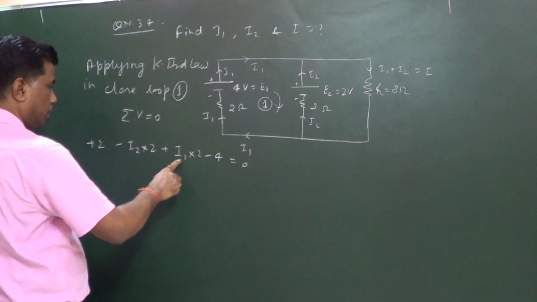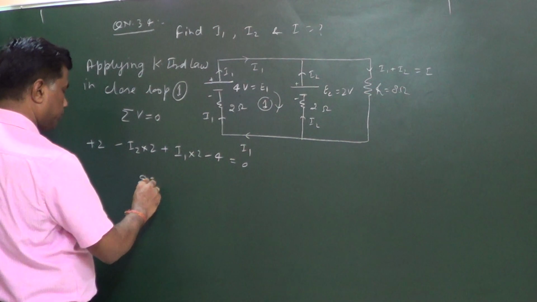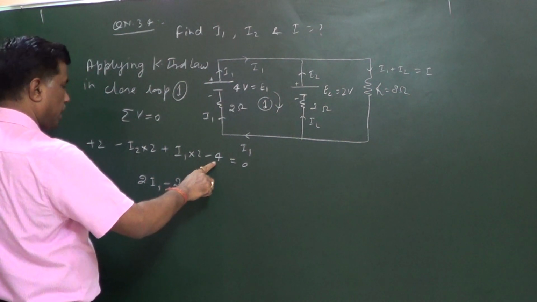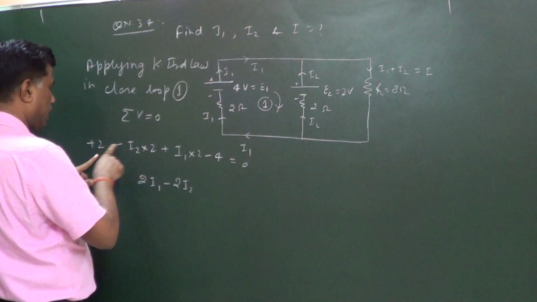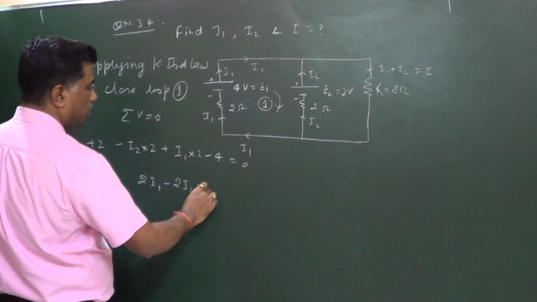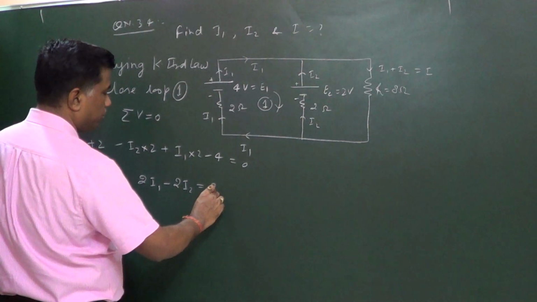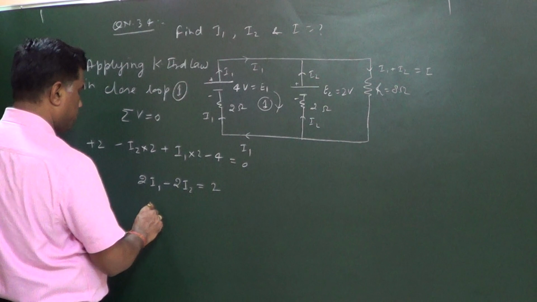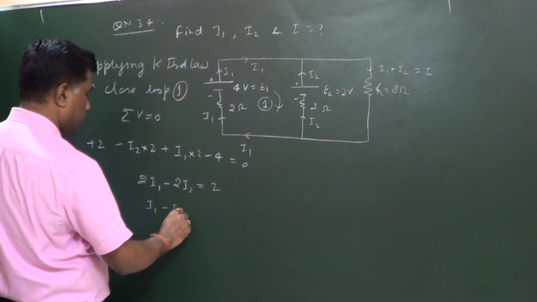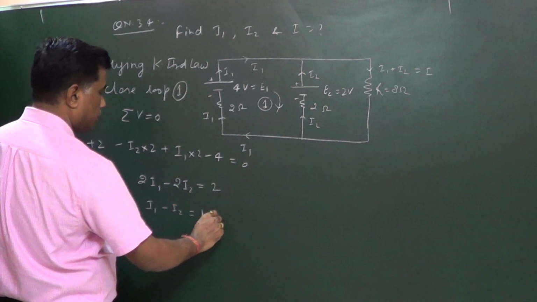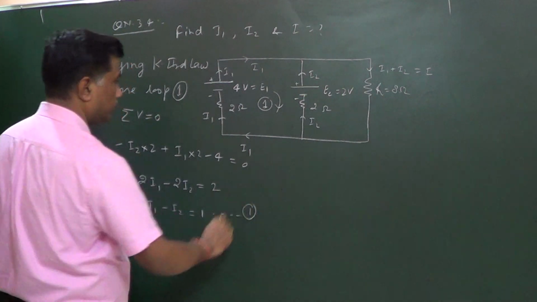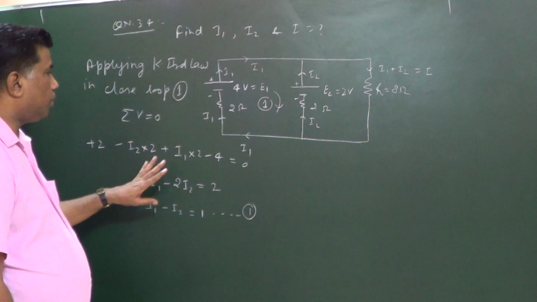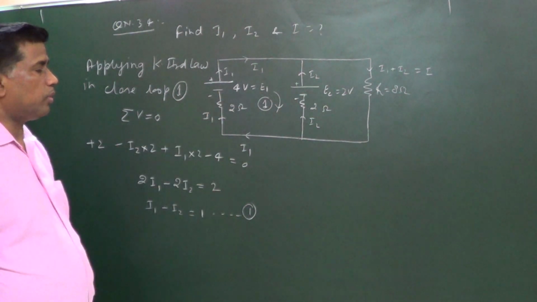So students, this will be what? 2I1. This is what? 2I2. This minus 2, plus minus 4 and plus 2, will be minus 2. If you transfer to the right side, it will be positive 2. So 2I1 minus 2I2 equals 2. Therefore one can say I1 minus I2 equals 1. Equation number 1. So this is the relation between I1 and I2 obtained for closed mesh 1.